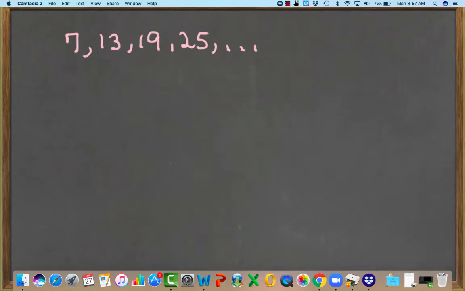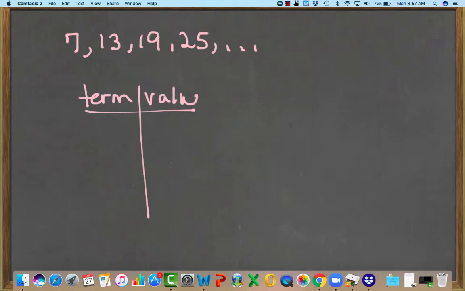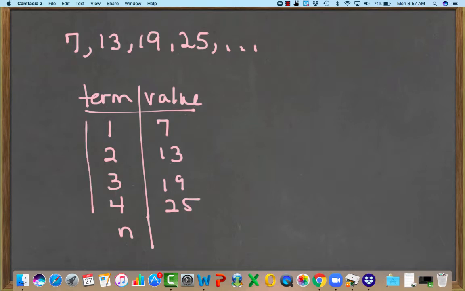Let's look at another problem. Say we have the numbers 7, 13, 19, and 25. So let's make our table, term and value. Now the table is optional, but I find that it helps me to organize my numbers. So we know the first 4 terms and their values. First thing I check for, again, notice my terms are increasing by 1, and I can tell quickly that everything is increasing by 6. So this has to be a 6n formula.